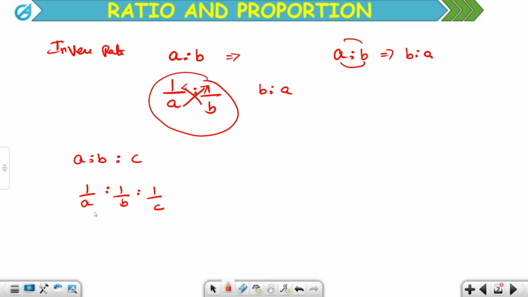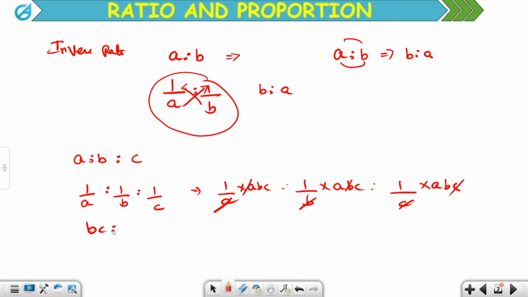Now you have to multiply each and every term by ABC. 1 by A into ABC, similarly 1 by B into ABC, and similarly 1 by C into ABC. Here A and A get cancelled, B and B get cancelled, and C and C get cancelled. If you observe, the inverse ratio of A is to B is to C is nothing but BC is to AC is to AB.